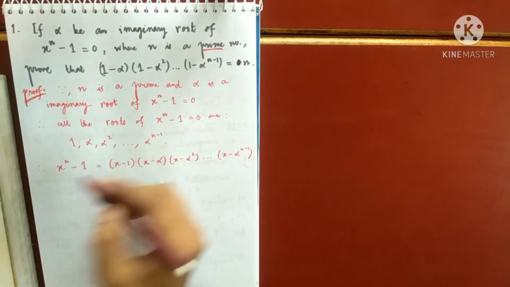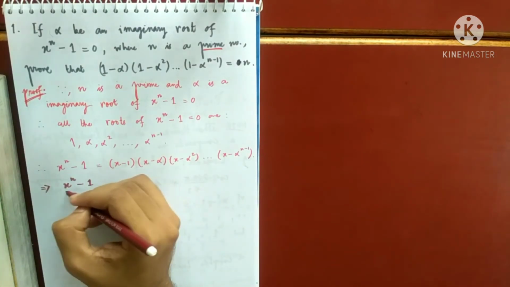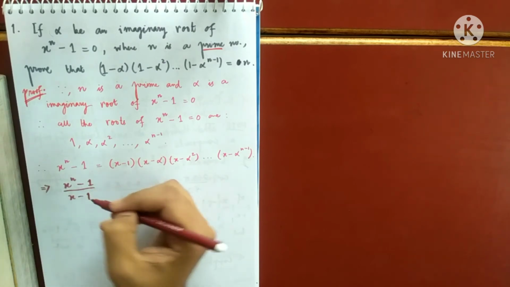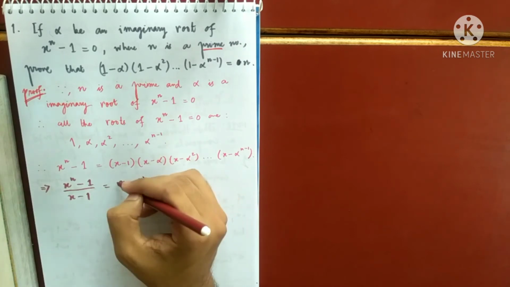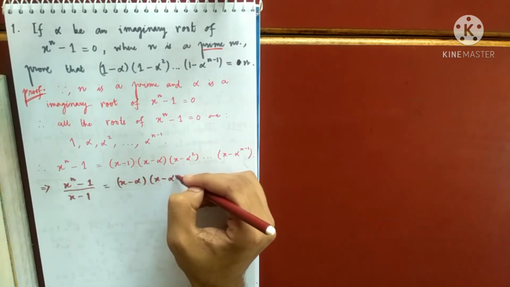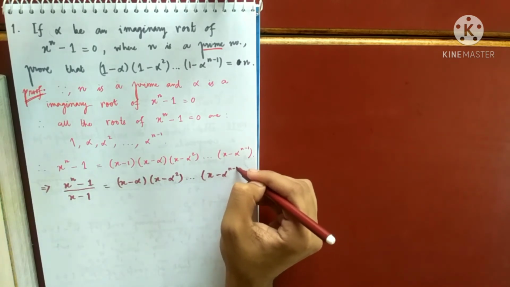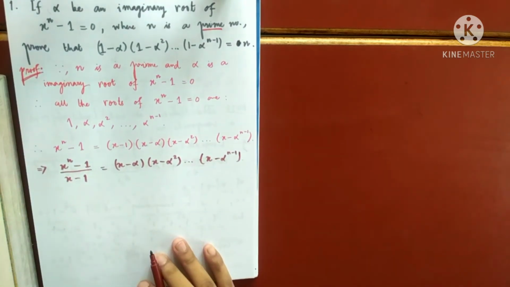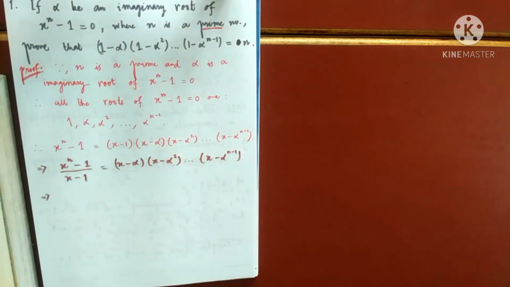So you divide by x minus 1 here. So x to the power n minus 1 by x minus 1 equals x minus alpha, x minus alpha square, up to x minus alpha to the power n minus 1. So this is nothing but you have to divide this by x minus 1. You can do long division or synthetic division.